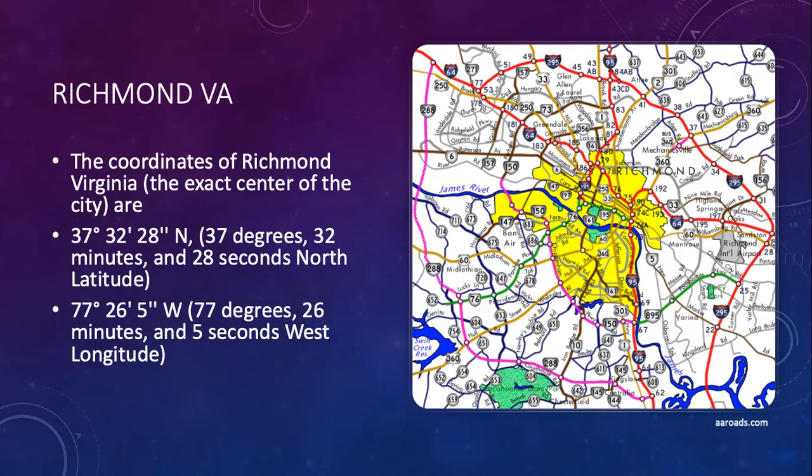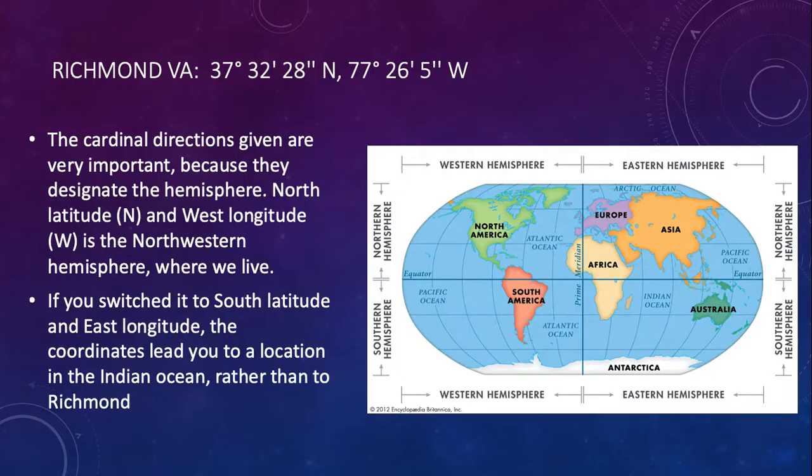Richmond, Virginia. The coordinates of Richmond, Virginia, the exact center of the city, are 37 degrees, 32 minutes, and 28 seconds north latitude, and 77 degrees, 26 minutes, and 5 seconds west longitude. Latitude first and then longitude. Latitude is north and south, longitude is east and west. Richmond is north of the equator and west of the prime meridian.